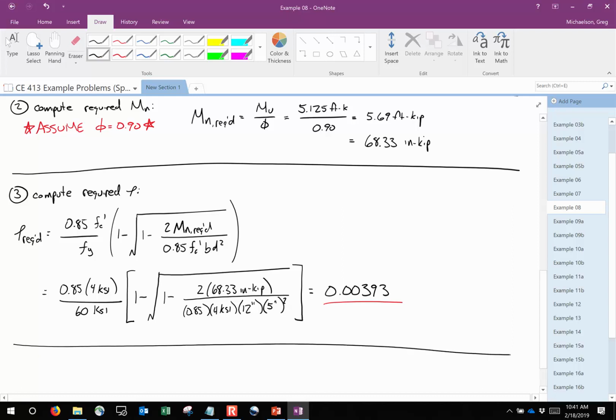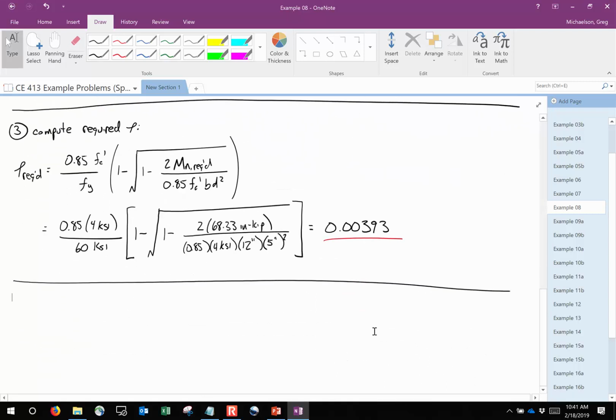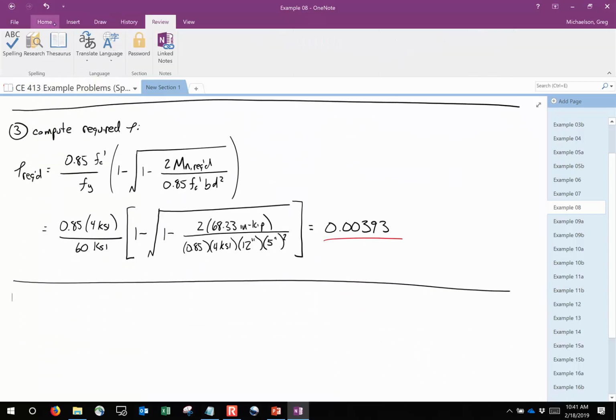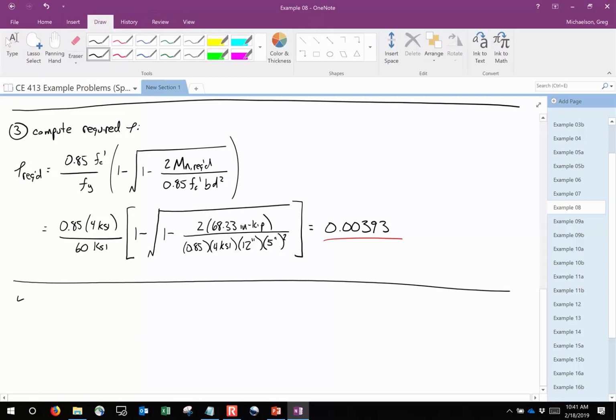I'll give everybody a second on that because it looks like everybody's still writing. All right. Everybody good? Any questions? I mean, am I going too fast? Okay. All right, so if you've got that, we're going to compute required steel areas.